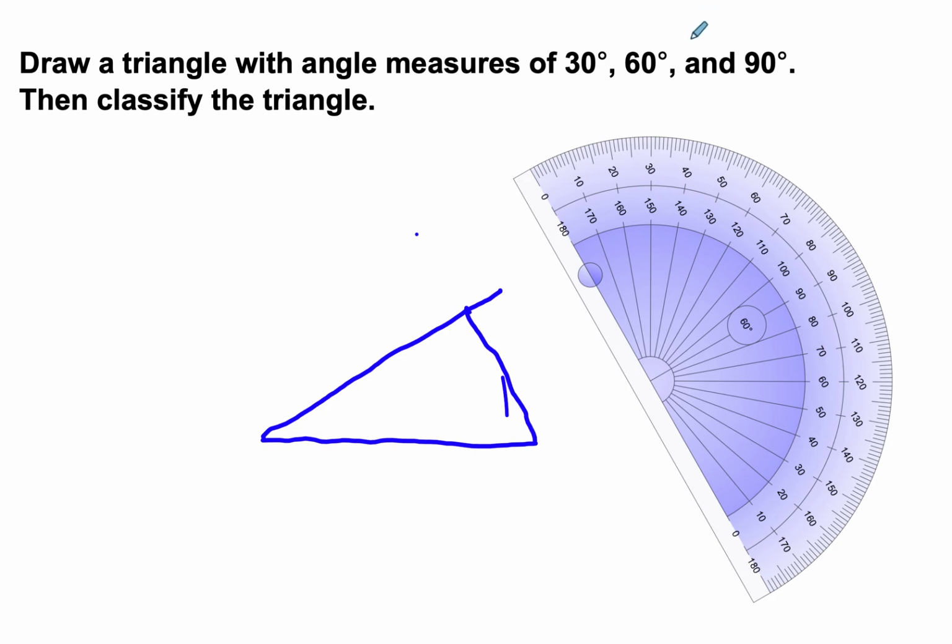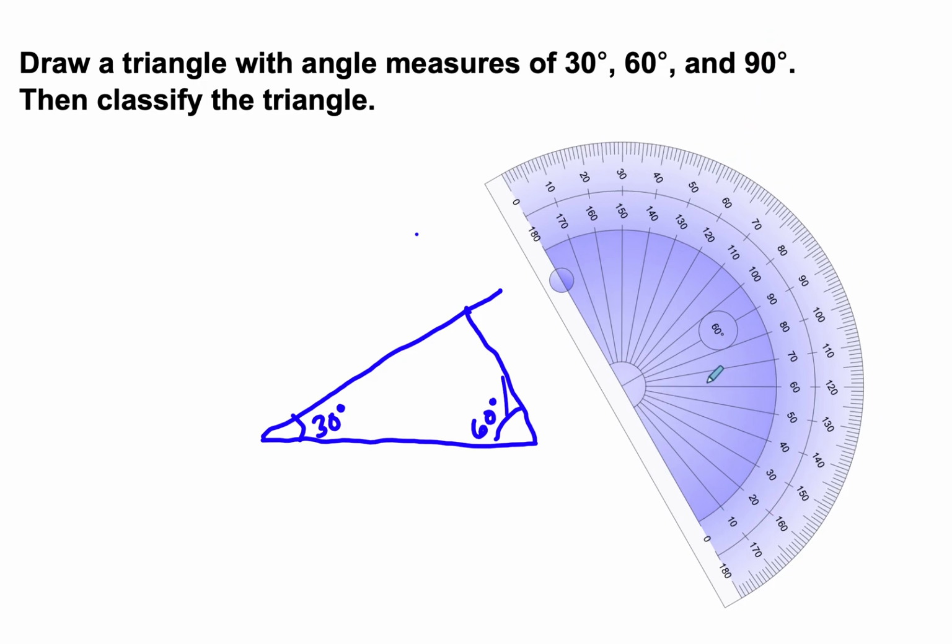Now to double check my angle, and I should have labeled as I went. So let's go back and label. 30 degrees was our first one. 60 degrees was our second one. So that means my top angle should be 90 degrees. If it's not, that means we've done something incorrectly.